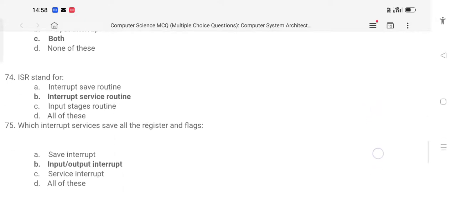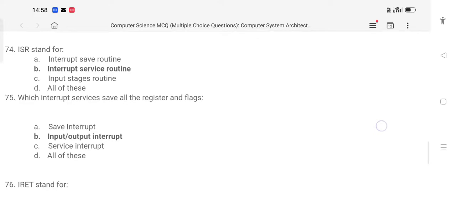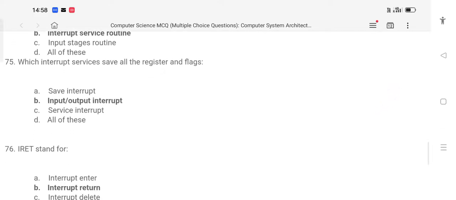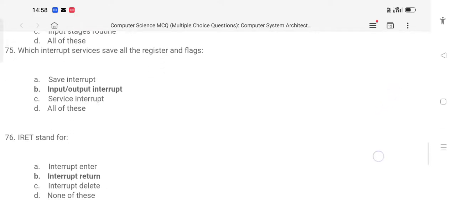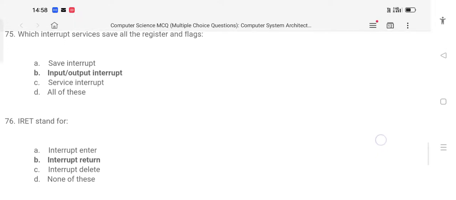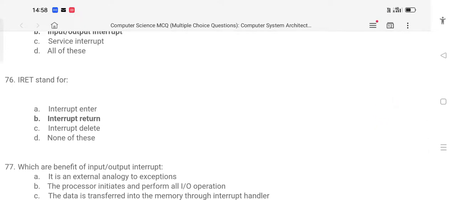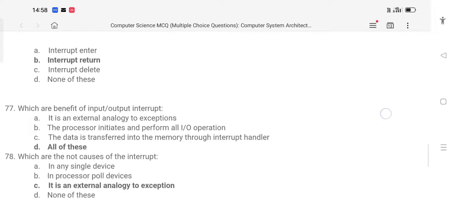ISR stands for interrupt service routine. Which interrupt service has to save all the registers and flags? Input output interrupt. IRET stands for interrupt return.